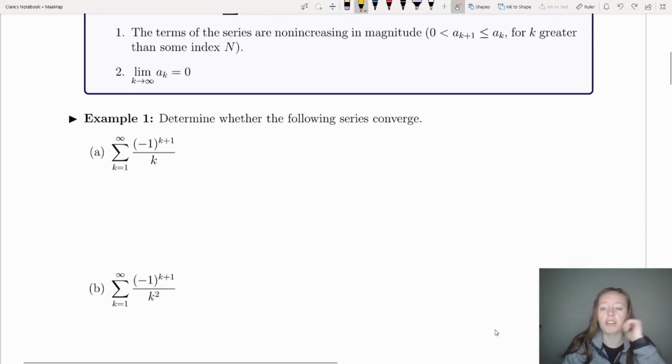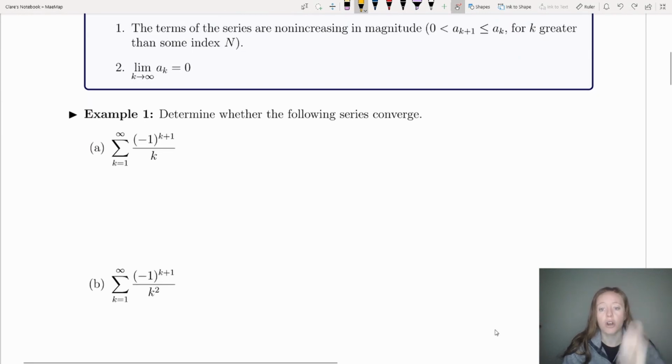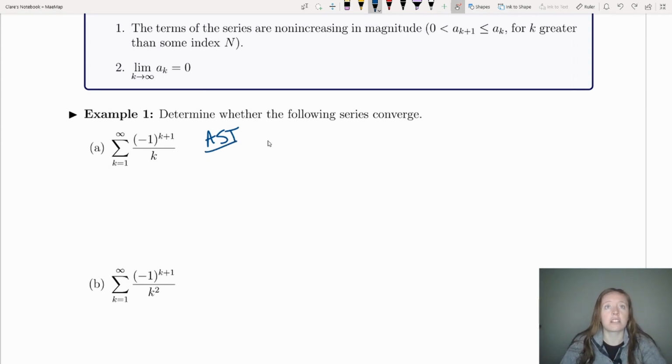It says to determine whether the following series converge. So what we're going to do here is apply the alternating series test. I'll just write AST, alternating series test. Looking at this series, my a sub k is going to be, well, the thing that's dictating whether it's negative or positive is this negative 1 to the k plus 1. If I took the absolute value of that, we would just have 1 over k. So a sub k is going to be 1 over k.